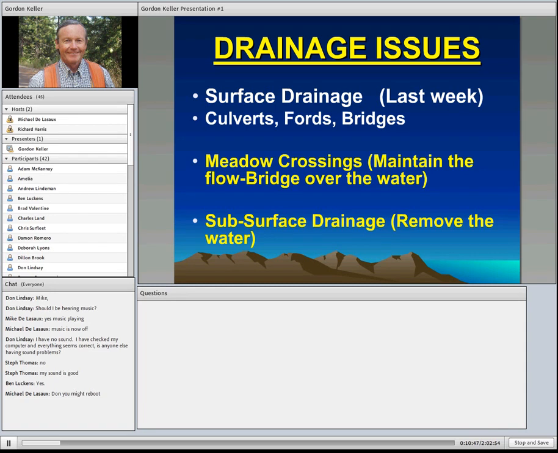And we basically have two choices of how we can deal with it. If it's a meadow area, we typically don't want to drain it. We want to actually maintain the flow, and so we're trying to just bridge over the water. And in a more conventional drainage method, if it's a wet area that's saturating a road subgrade, we probably want to remove the water. So we'll look at each one of those ways to deal with water.